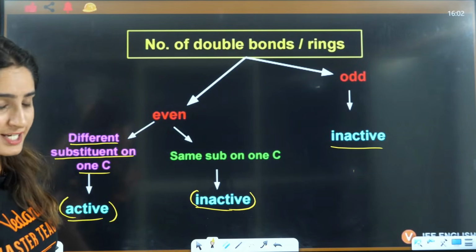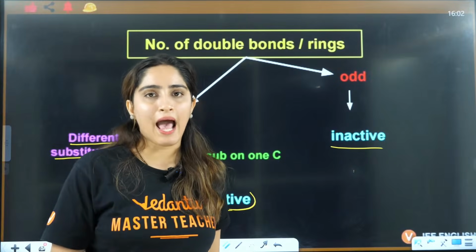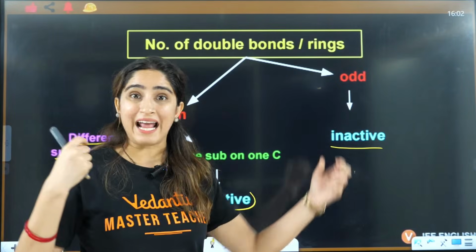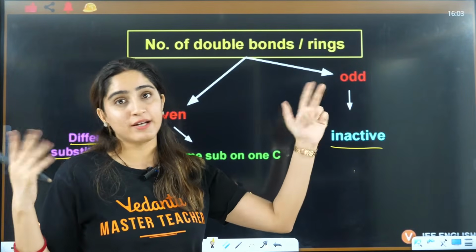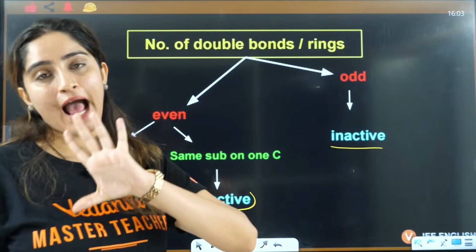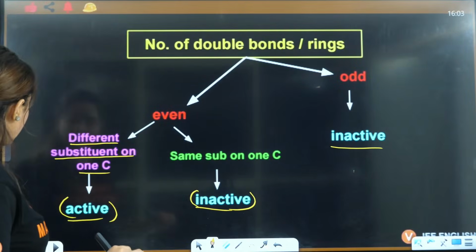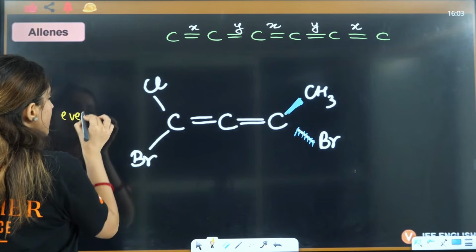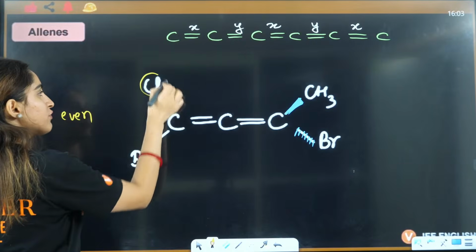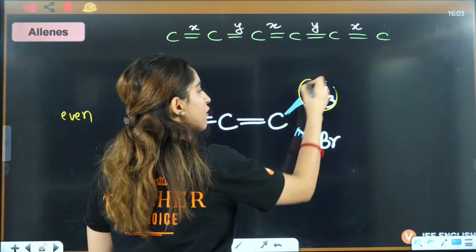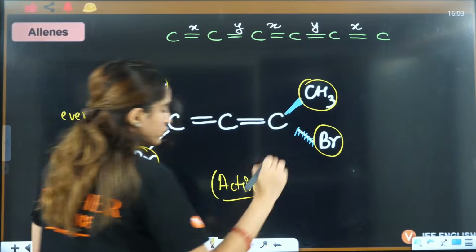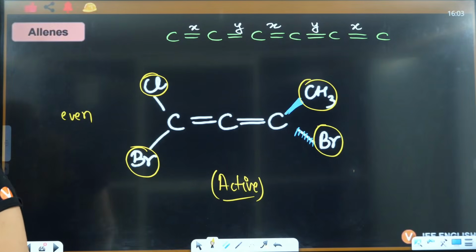That means the overall situation is, first, you should have an even number of double bonds. Second, you should have different substituents on both the ending carbons, okay. Only then it is active, otherwise it's inactive, right. Let's see this here. These are an even number, right, and on this carbon you have two different substituents. On this carbon you have two different substituents, so this is going to be optically active, okay.